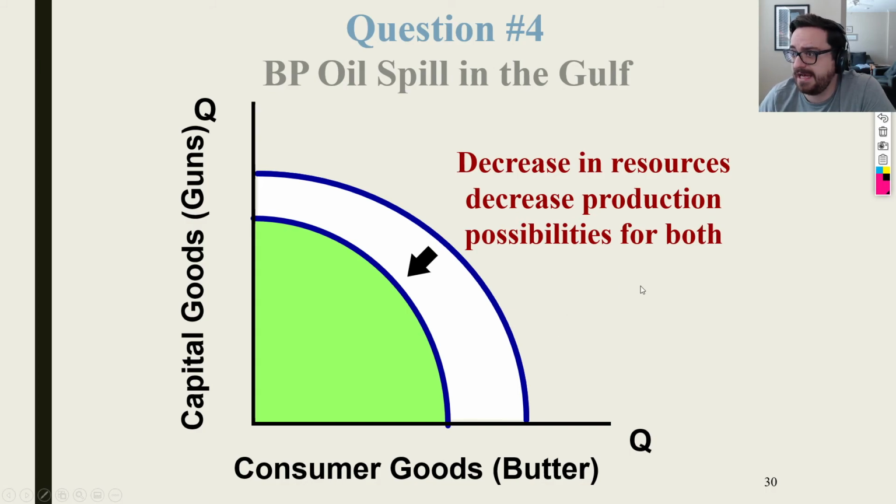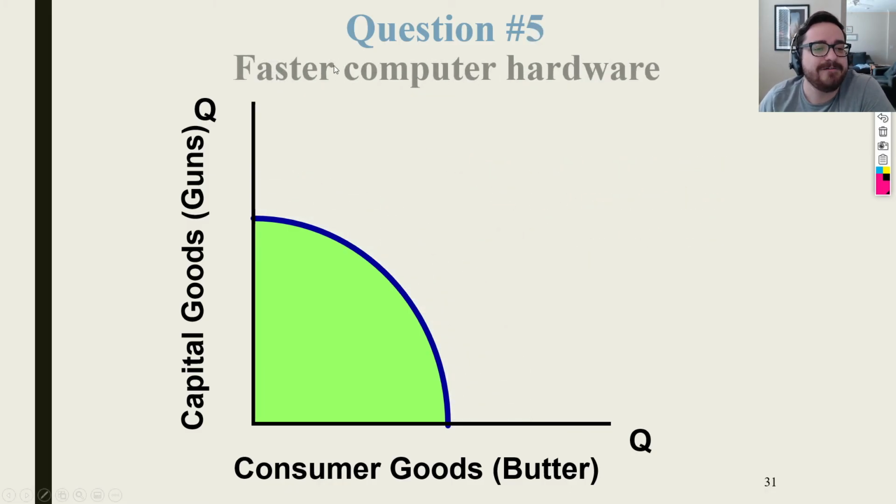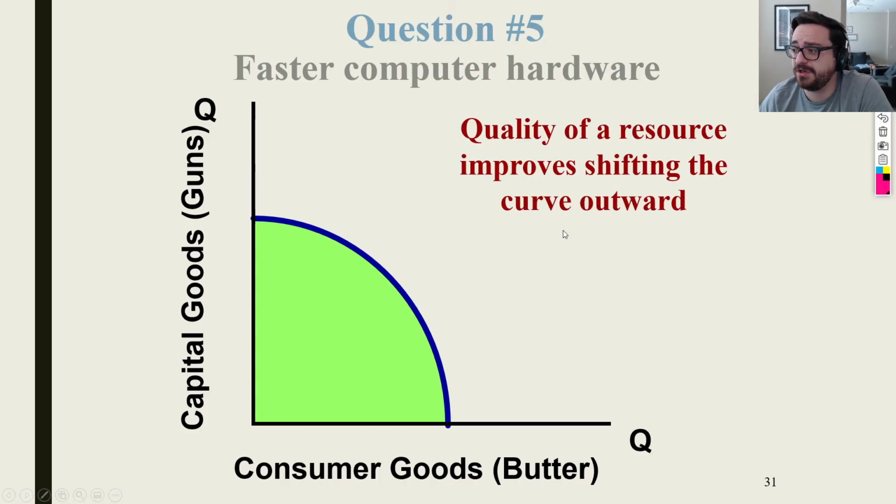That's why oil spills are real bad, not just for the environment, because obviously they're bad for that, but they're also bad for your economy, because oil is important. Faster computer hardware. Can I make more capital goods? For sure. Can I make more consumer goods? Also for sure. It's a resource that is used to help make those too.